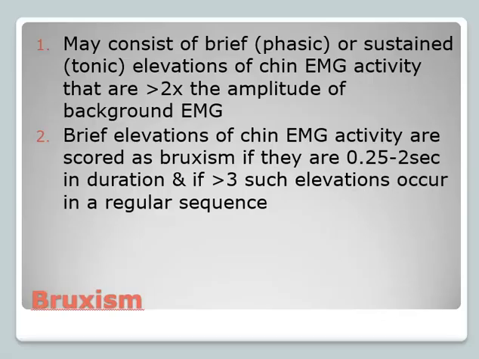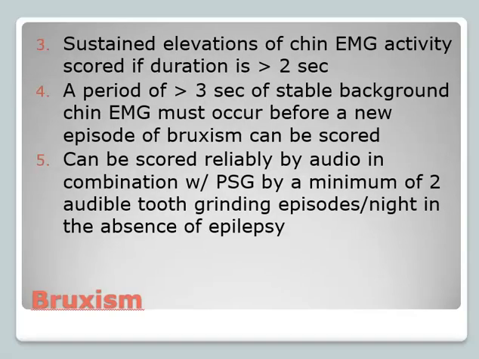But you're going to score it if you have elevations of your chin that are 1/4 of a second to 2 seconds long, and you have at least 3 in a row. That's that kind of phasic twitching of the EMG muscles that are happening in a regular sequence. Or if you have a sustained elevation in your chin EMG for greater than 2 seconds, you have to have at least 3 seconds of stable background EMG before you can score a new onset or episode of bruxism. It can also be scored using audio, by audibly hearing the teeth grinding, but we don't have that ability or availability on our studies here.